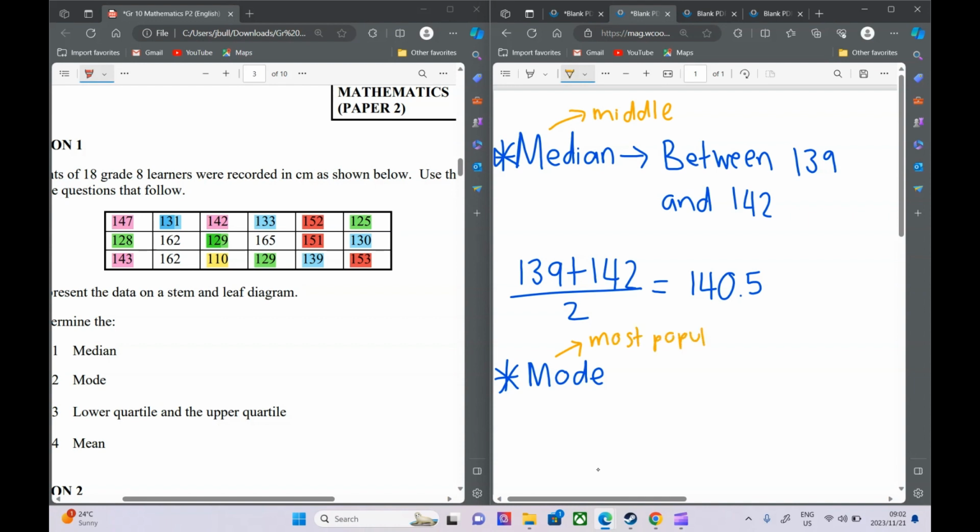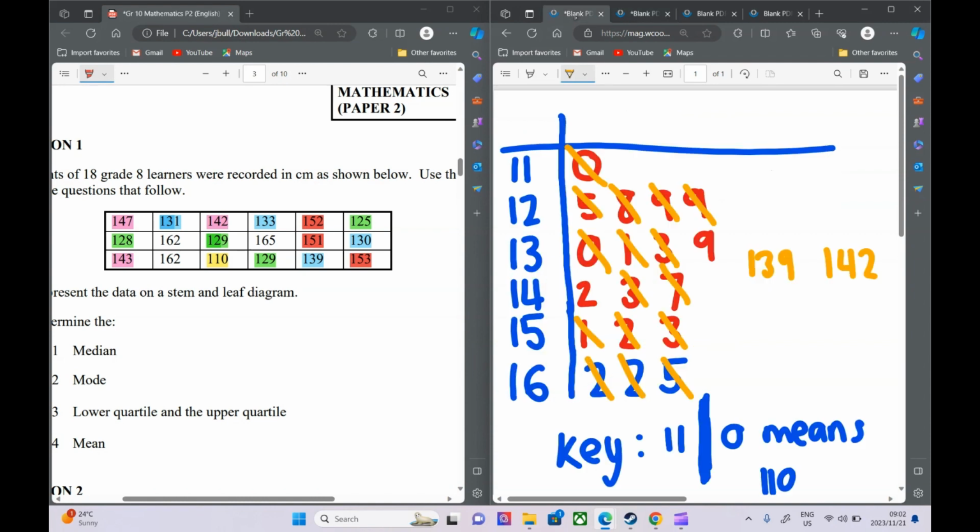So all you need to do for mode is look at your stem and leaf diagram. Let's just get rid of all this crossed out stuff so we can actually see it. We're just going to look at this and see what number appears the most. So we can have 2 modes. Remember that, sometimes they try to trick us with that. You can have 2 or 3 modes. It's just what numbers appear the most. So let's go through this stem and leaf diagram and just circle the numbers that appear the most.